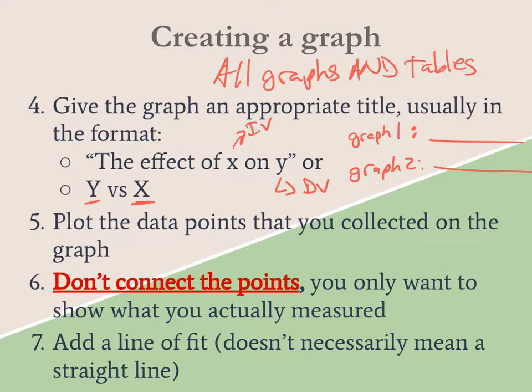Then we're going to plot our data points. Depending on the experiment, you might be collecting uncertainty data, and in that case, you're also going to add error bars. We won't do that every time, but we will throughout the year occasionally. And then once we have our data, we're going to want to try to determine the relationship.